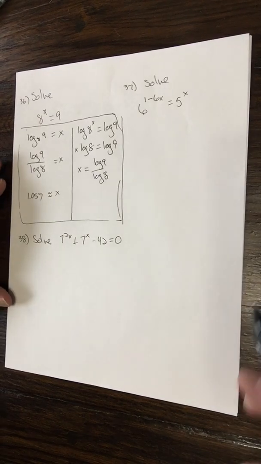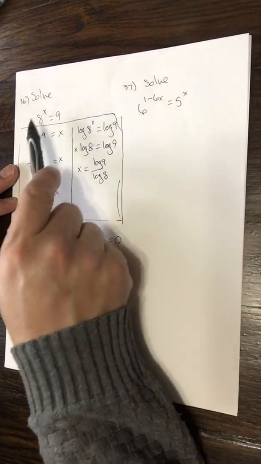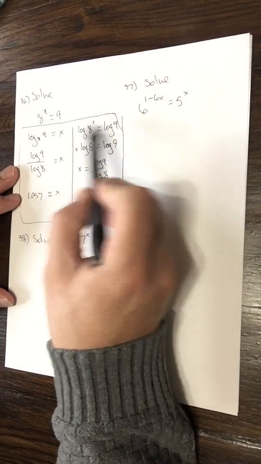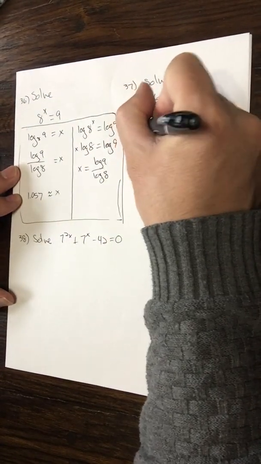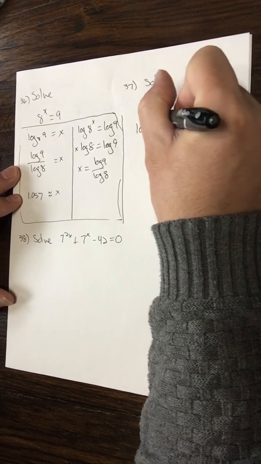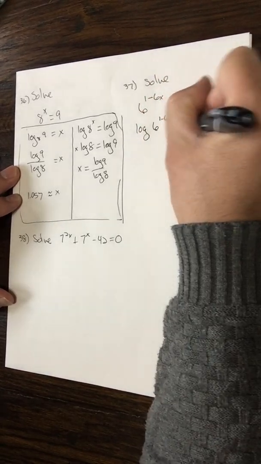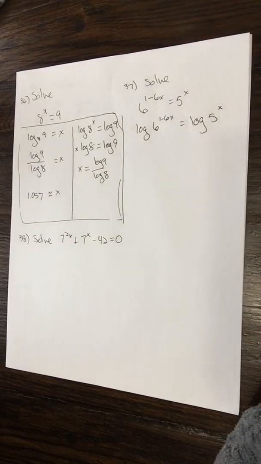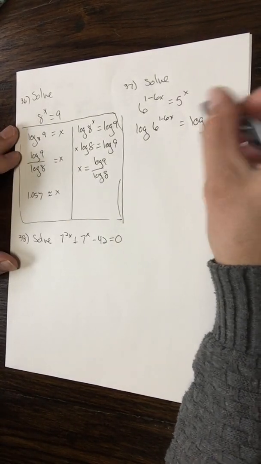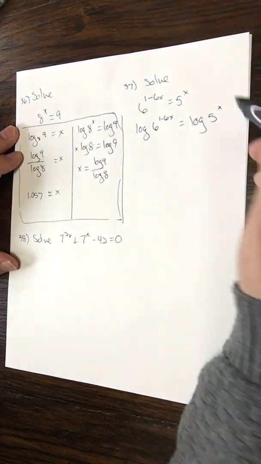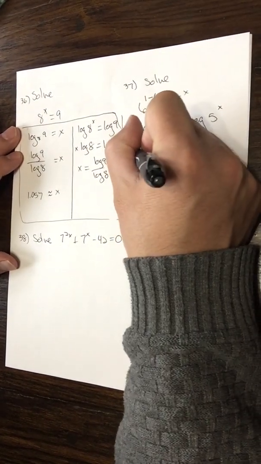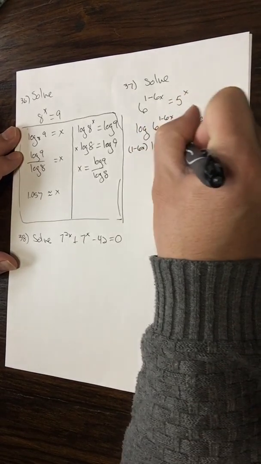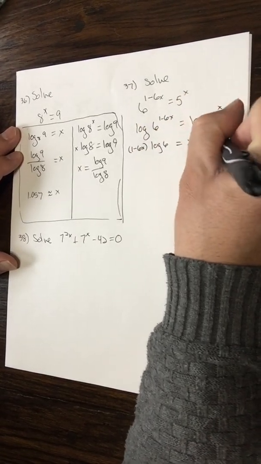Okay, this second one, I can't just rewrite this one because there's not just one exponent. There's a couple of them, so this is a hot mess. I'm going to have to take the log of both sides. So I go, the log of 6 to the 1 minus 6x is equal to the log of 5 to the x. Now, when I do that, because it's now a log, the exponents come down, just like this x would come down. So I'm going to put in parentheses 1 minus 6x times the log of 6 is equal to x times the log of 5.